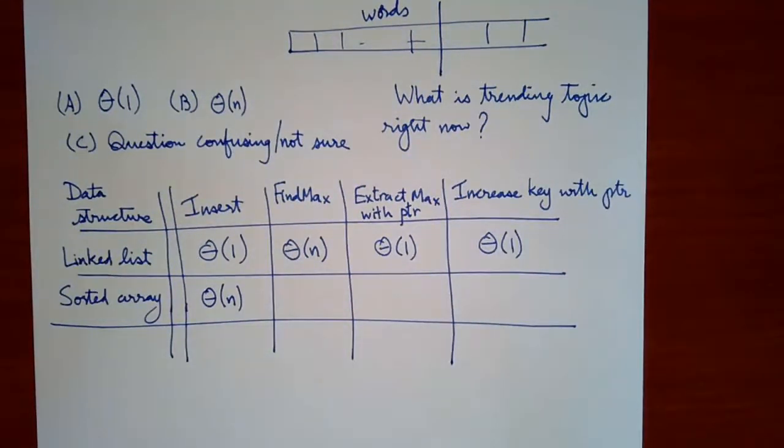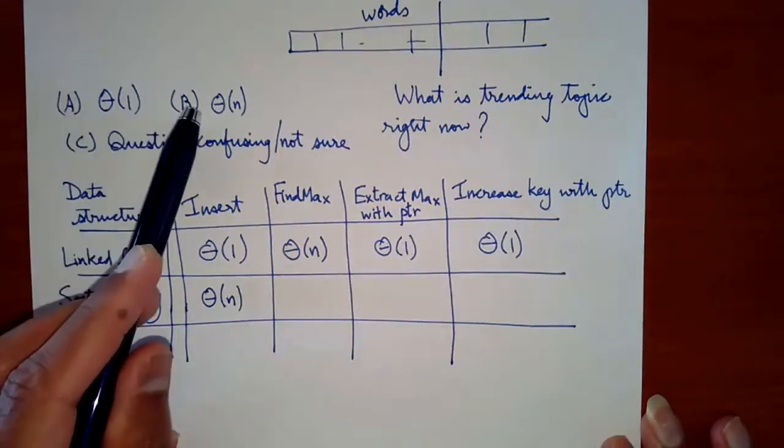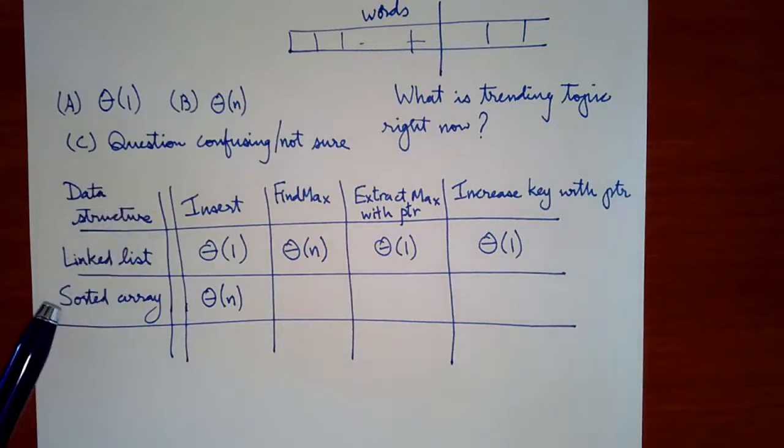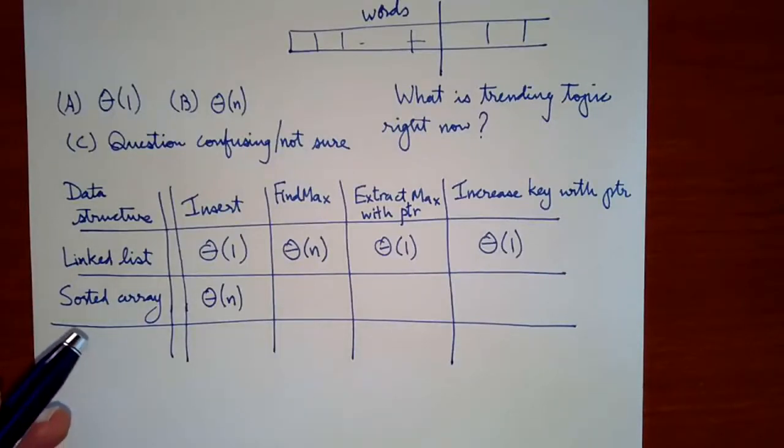So, how long does it take to find the maximum? Is it theta of 1? Is it theta of n? Or is the question confusing? You're not sure. And when I say sorted array, you can think of sorting it increasing or decreasing, whichever is convenient for you. Do whatever you want to make things the most efficient.